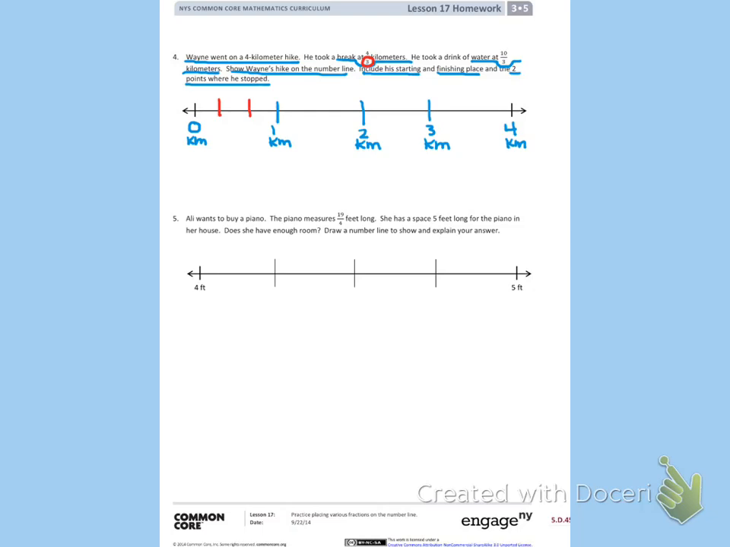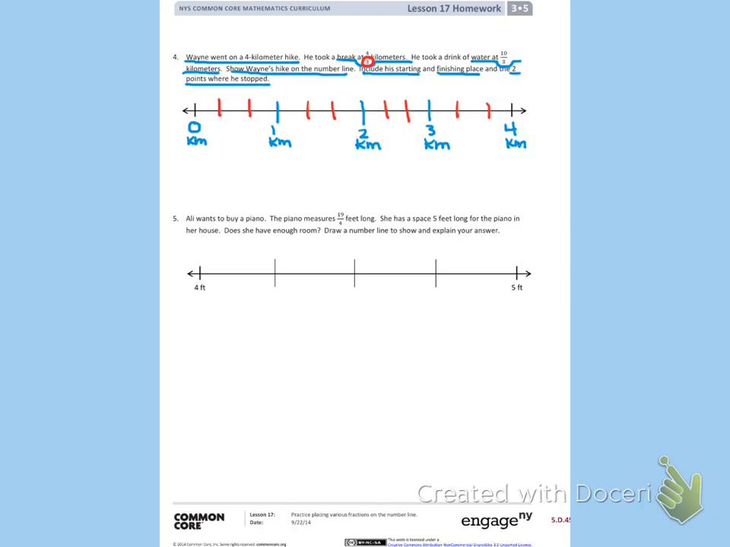Let's check my work. 1, 2, 3. Okay, that's correct. Now let's partition the number line between the 1 and the 2 into 3 equal pieces. And check my work. 1, 2, 3. That's correct. And do the same for the remaining parts of the number line.